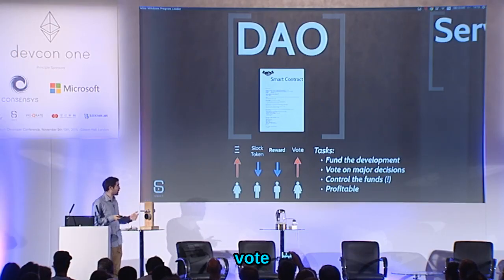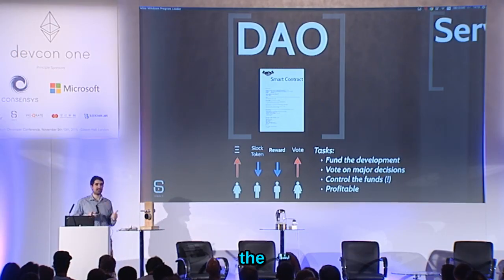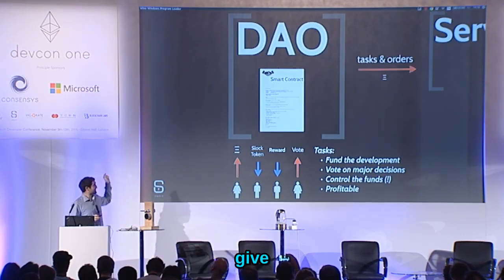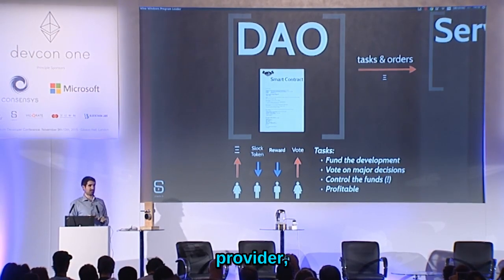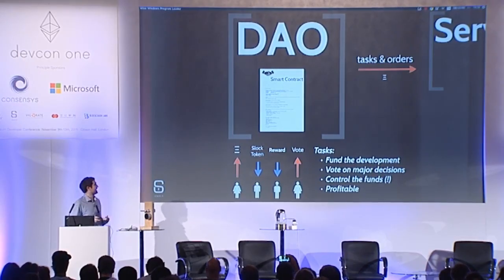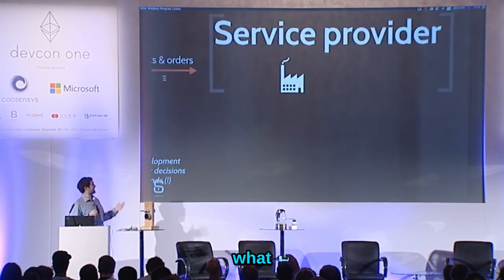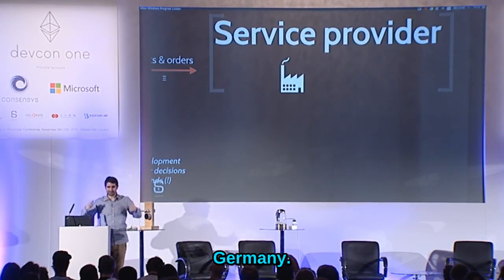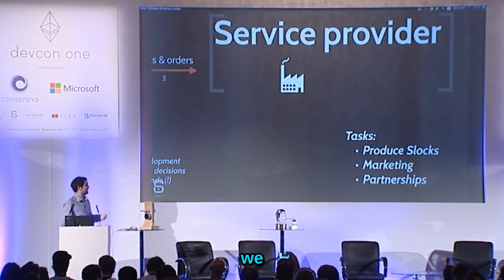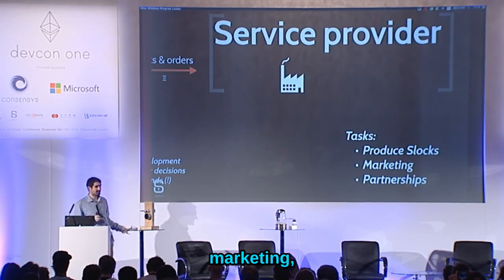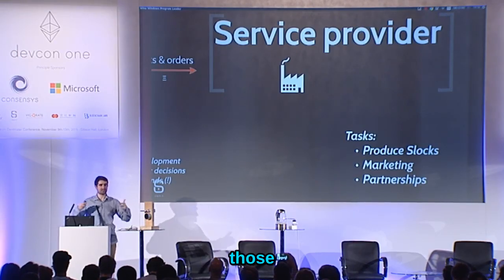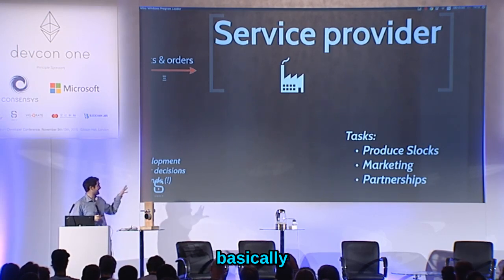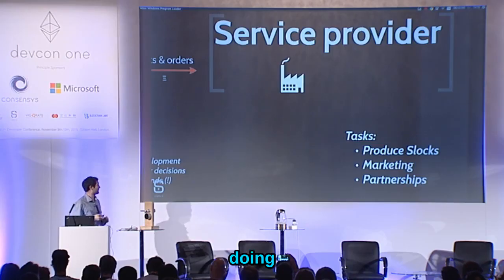And of course, you vote on major decisions, like how to spend the money, where you want to send the money to. Then you give some tasks and orders to a service provider, usually through a smart contract we will set up for this. So what does the service provider do? The first service provider will be slock.it GmbH in Germany. What we do is produce these locks, do the marketing, and the partnerships with all those hardware manufacturers who are producing smart locks. So this is basically our task, and we need money for doing this.